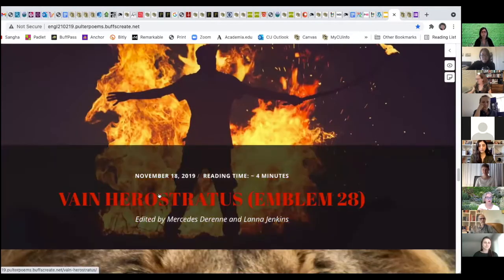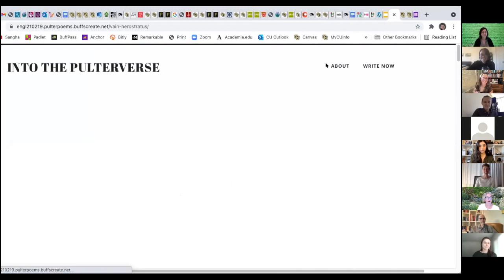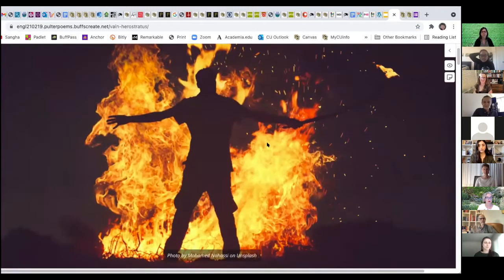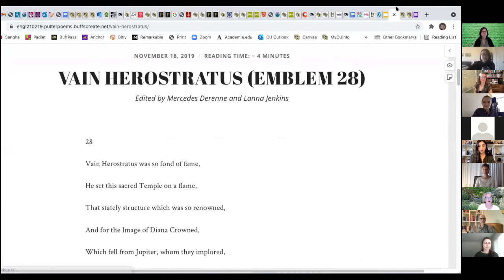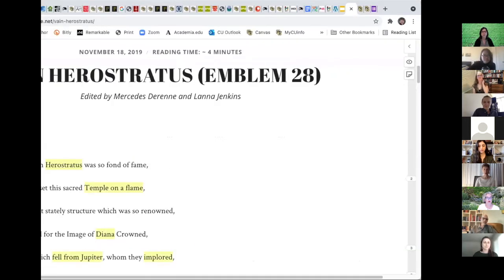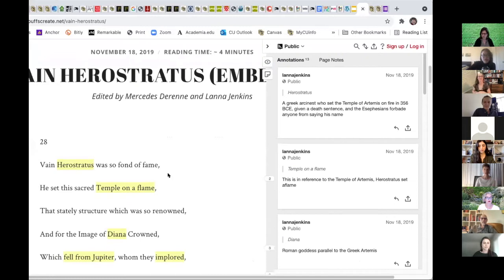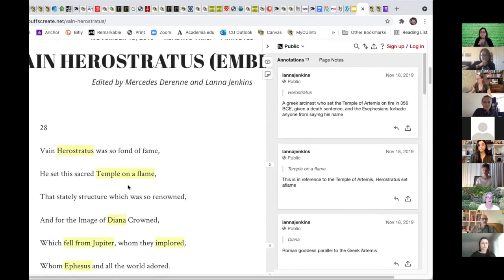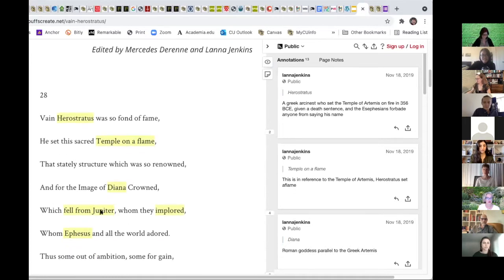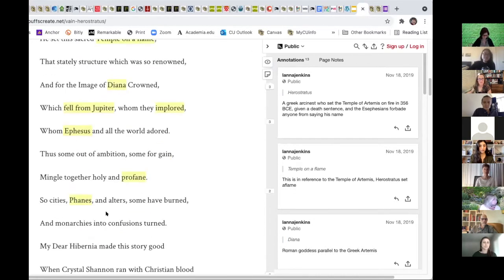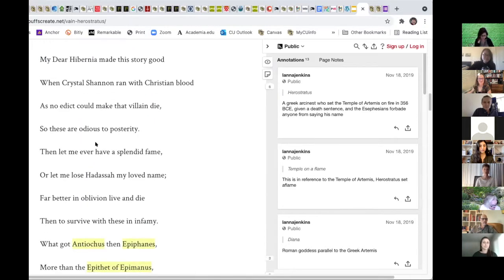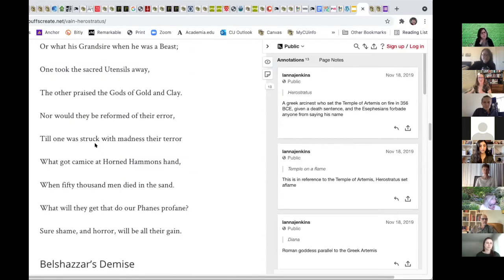This is Vain Herostratus. Love this image. I think it's really engaging. And you can see that the 2 students who edited this used that Hypothesis plugin that we mentioned last time to annotate difficult words and terms. And they had used different library tools they'd never used before to find out relevant background information to gloss things like, for instance, Ephesus and whatnot. So they did a really nice job here.